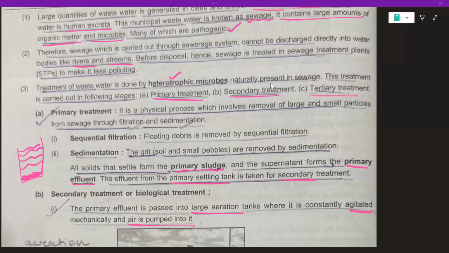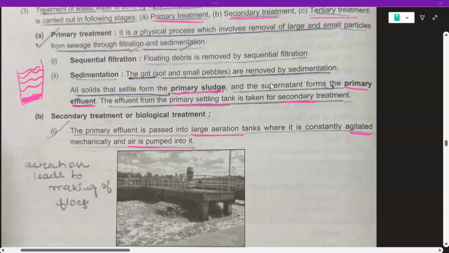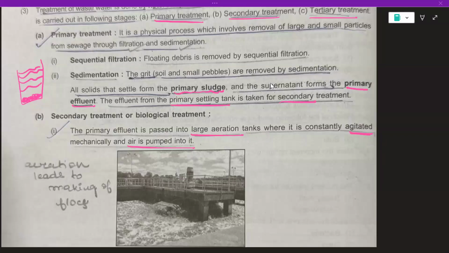Now all the solids that settle down become the primary sludge. And the supernatant, meaning the part that was at the top, becomes the primary effluent. Now this is the wastewater, right? It still has microorganisms, it still has waste particles. So the primary effluent is now sent for the secondary treatment.